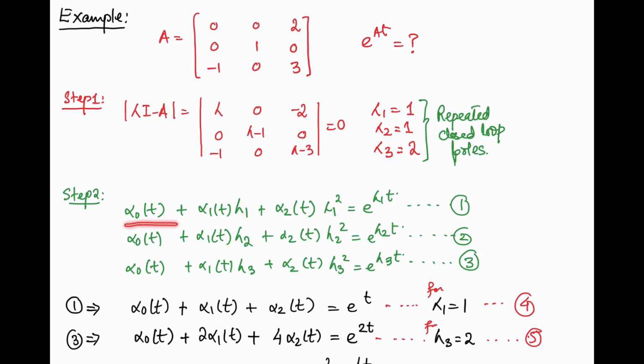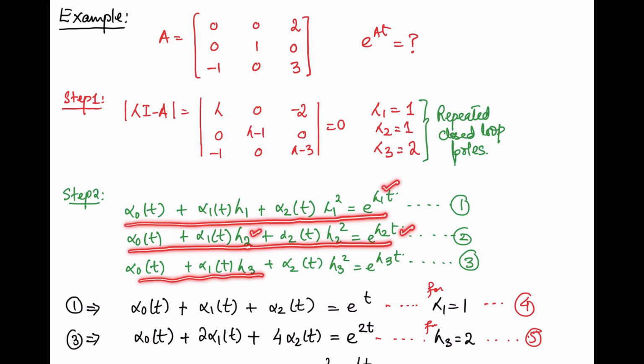So we have this equation: alpha naught plus alpha 1 lambda 1 plus alpha 2 lambda 1 square should be equal to e raised to the power lambda 1 t. The second equation is alpha naught plus alpha 1 lambda 2 plus alpha 2 lambda 2 square, which is equal to e raised to the power lambda 2 t. And similarly the third equation can be written using the third eigenvalue.